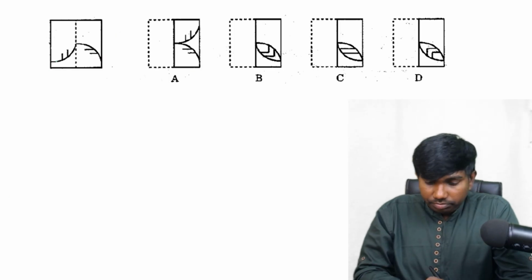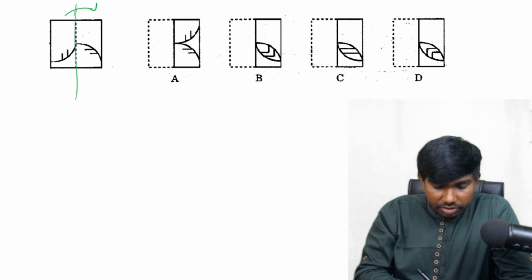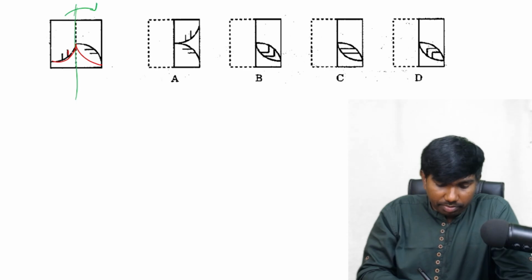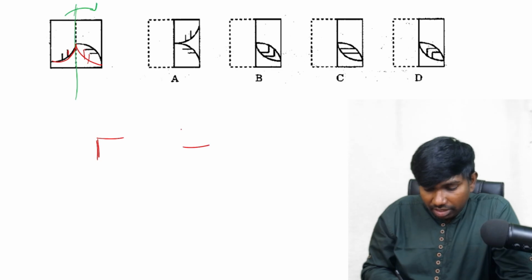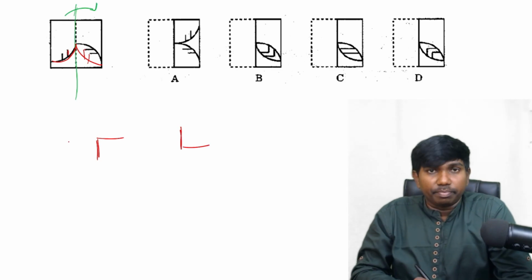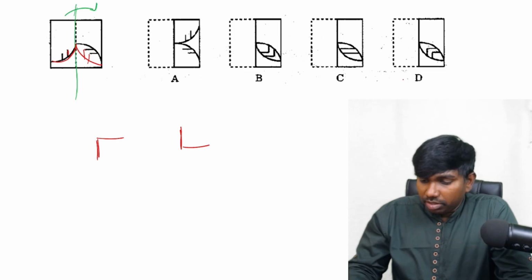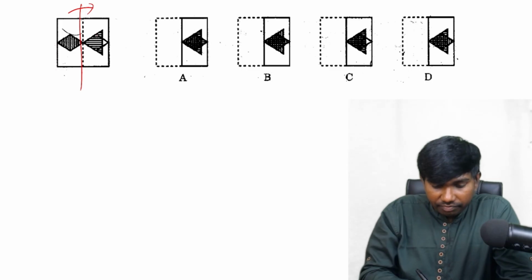Next one, if you fold the left side part towards the right side, this curve will look like this, and the vertical lines will be vertical only, but they are below the horizontal line, they are not above the horizontal line. If you observe the figure, you can find that. Okay, so which option is matching? Option D is matching.